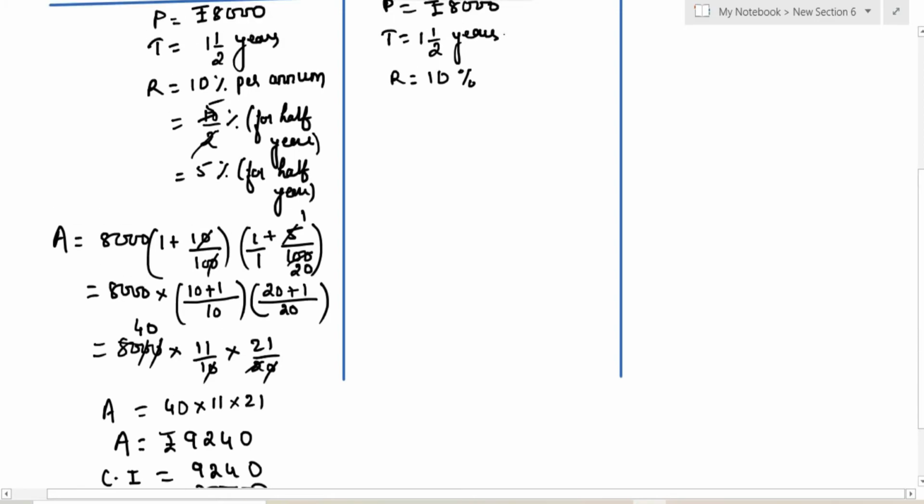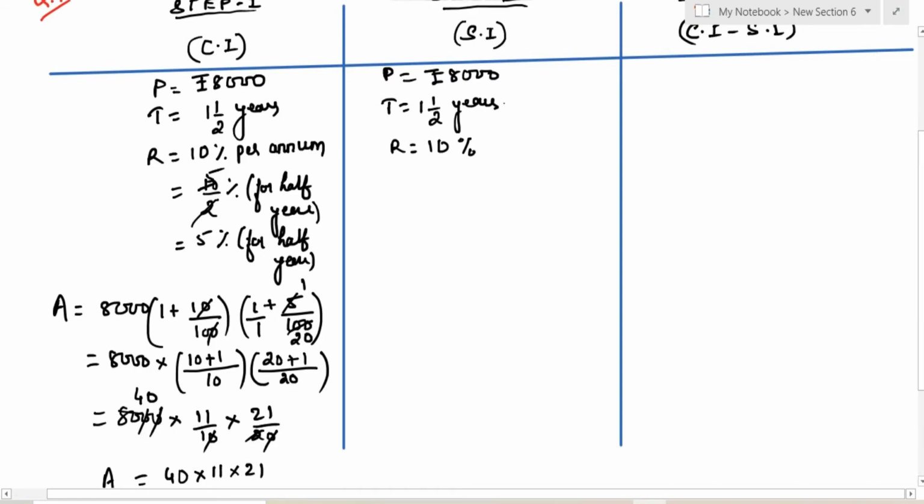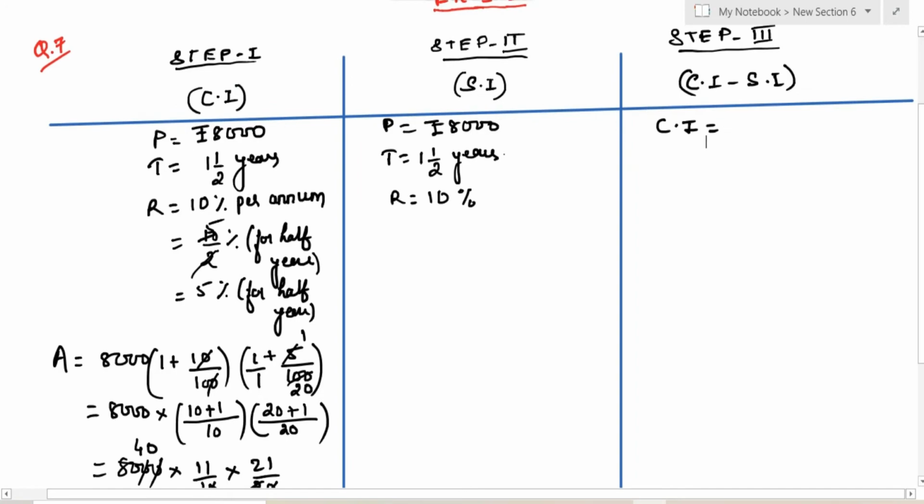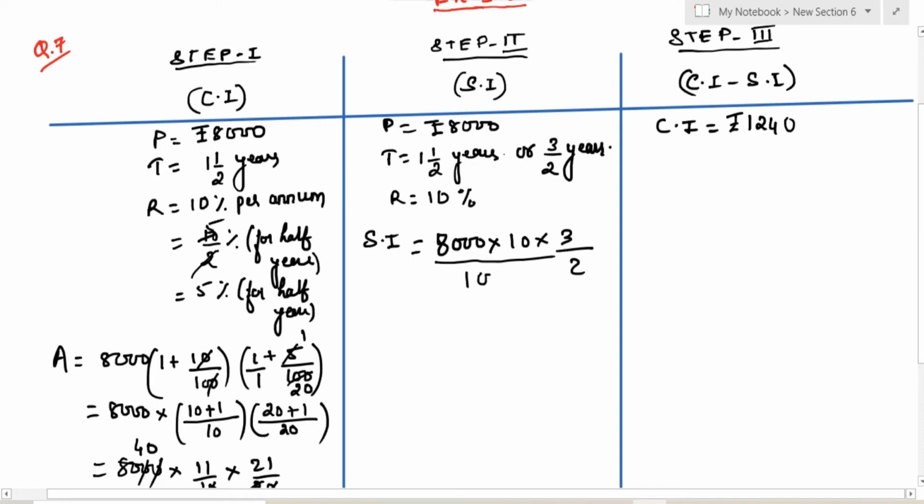Now let us go ahead for SI. So for taking out the difference, here we will write down our CI value, 1240, in the third step. But first, before taking the difference, we need to find out the SI. The formula of SI we can directly put here. 1 1/2 years can also be written as 2 ones are 2 plus 1 is 3/2 years. And the formula of SI, you know that, that is P into R into T whole divided by 100.